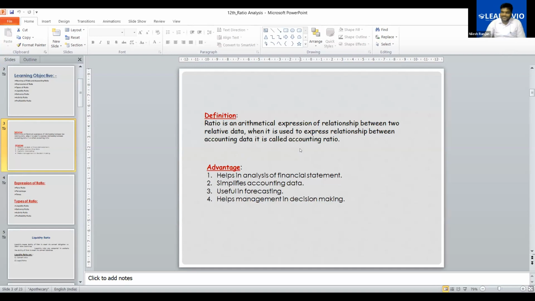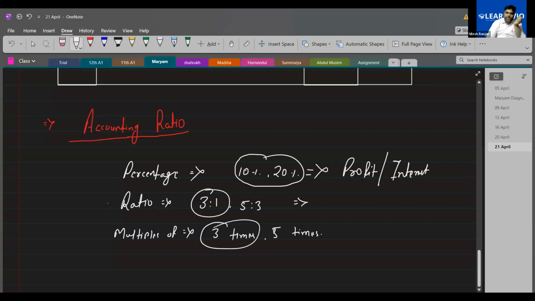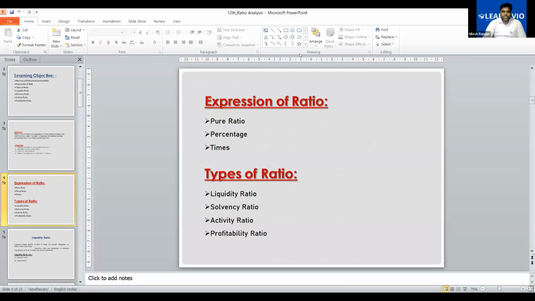Okay. So after this, how can a ratio be expressed? We have already discussed that a ratio can be expressed in percentage form, ratio form, or multiple form. That is the same thing, the expression of a ratio. Write the examples with the name also. Pure ratio means like 3:1, 5:3. Percentage form means 10%, 15%. Times means 5 times, 2 times.